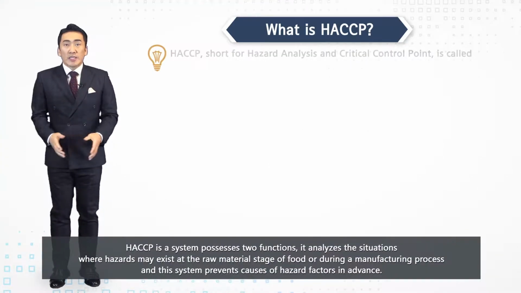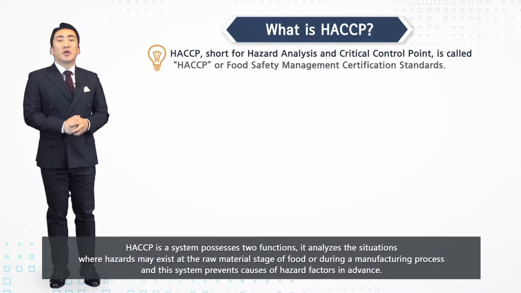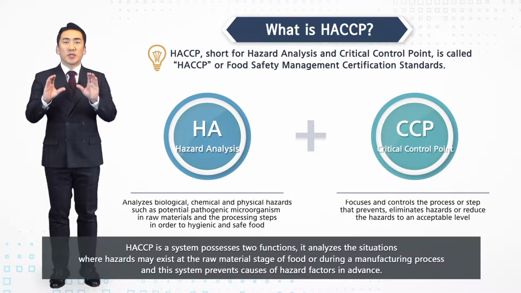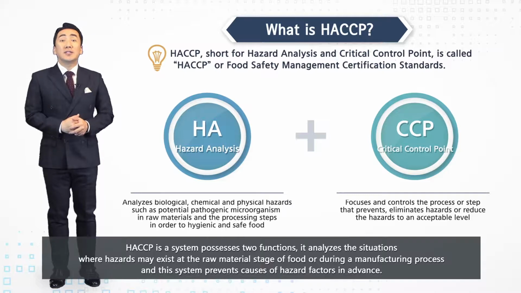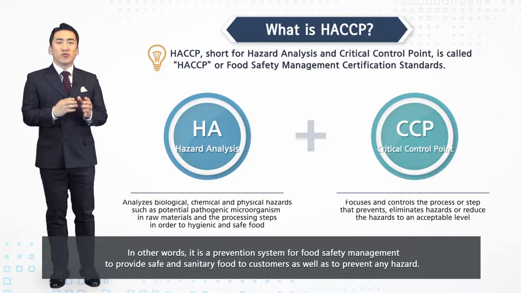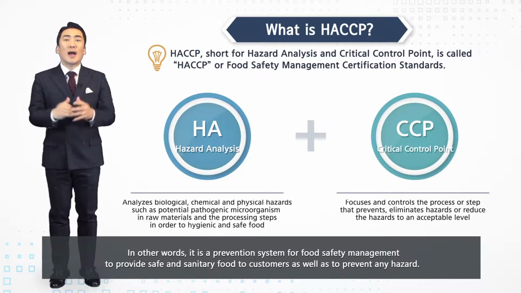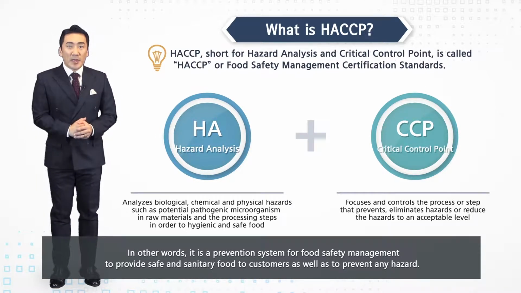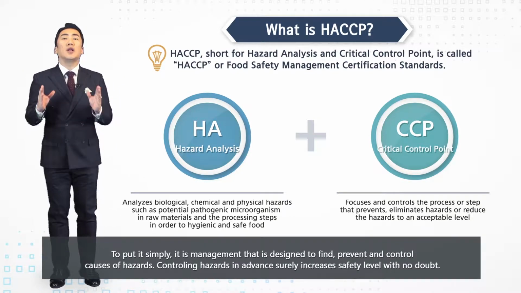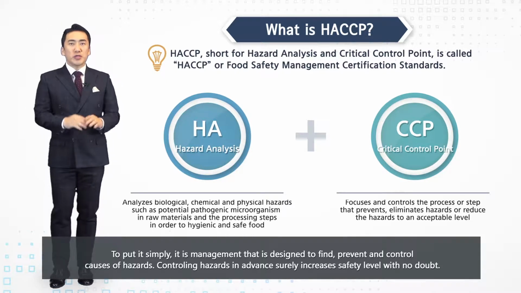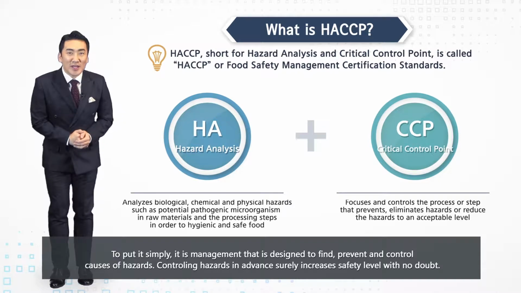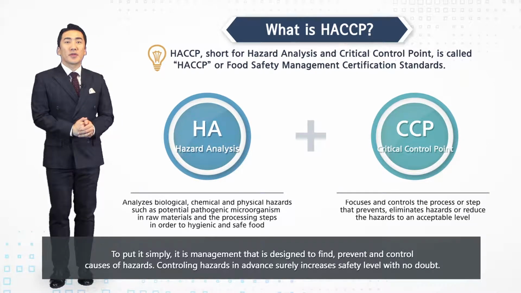HACCP as a system possesses two functions. It analyzes the situations where hazards may exist at the raw material stage of food or during a manufacturing process, and this system prevents causes of hazard factors in advance. In other words, it is a prevention system for food safety management to provide safe and sanitary food to customers as well as to prevent any hazard. To put it simply, it is management that is designed to find, prevent, and control causes of hazards. Controlling hazards in advance surely increases safety level with no doubt.